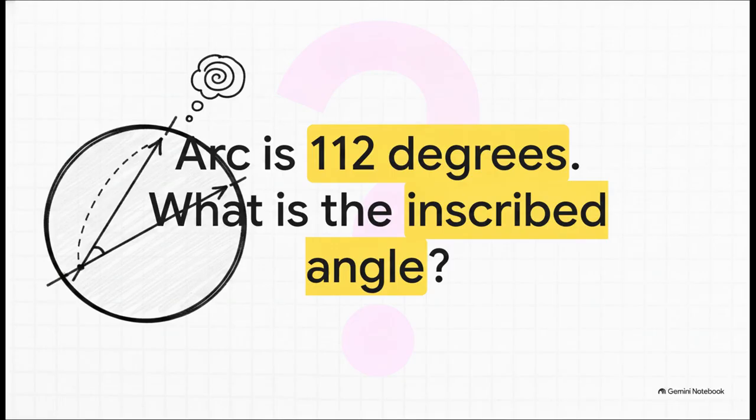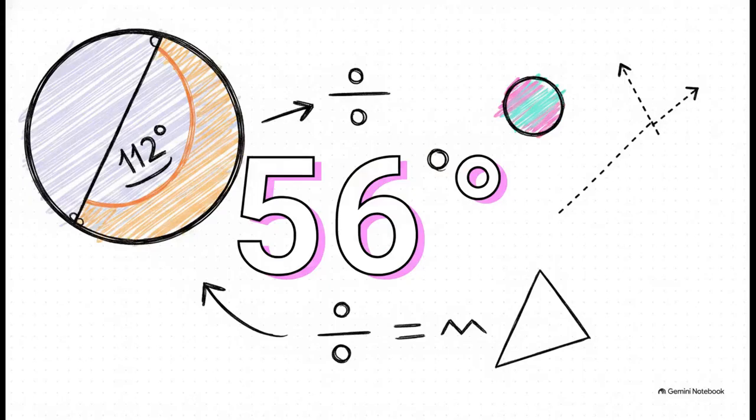All right, let's test your active recall with a quick question. Based on what we established earlier about intercepted arcs, think about this. If an inscribed angle's intercepted arc is exactly 112 degrees, what is the measure of the angle itself? Take a quick second to lock in your answer. Did you get it? It is exactly 56 degrees, because that inscribed angle is mathematically always half the measure of the intercepted arc. You just take your 112, divide it by 2, and you're good to go.